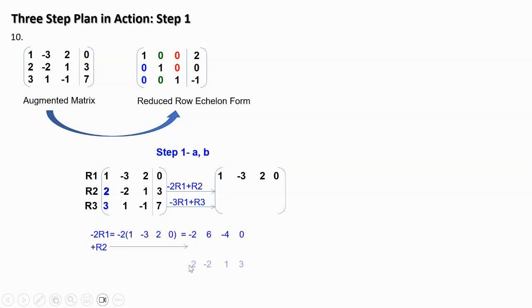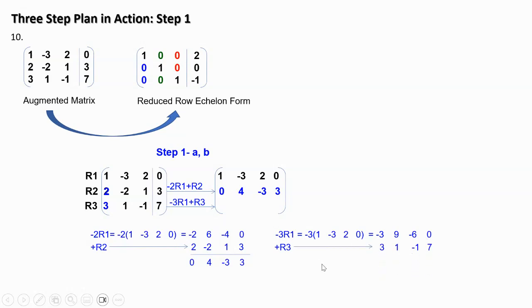There's row 2. So row 2, we just bring it over, and you notice the first column is going to be eliminated. We get 0, 4, -3, 3. This is my new row 2. Now I'm going to repeat the process for the second part of step 1. Multiply -3 times row 1 will give us -3, 9, -6, and 0. When I add it to row 3, I get 0, 10, -7, 7. That's my new row 3.